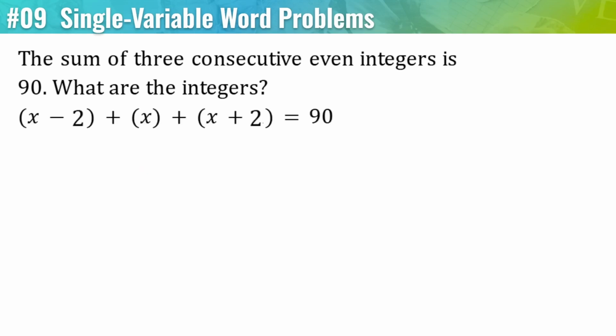So here it is. As I mentioned earlier, it should simplify to 3x, where x is equal to 30. Now, the important part of representation is to know when to use the numbers again. So x minus 2 is going to be 28, and x plus 2 is going to be 32. So these are our three consecutive even integers.